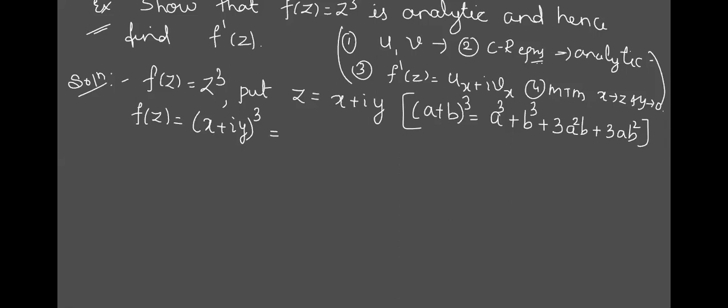Yeah, let us apply this. So what is my a? a is x and b is iy. Okay, so a cube plus b cube plus 3a square. What is my a square here? It will be x square. What is my b? iy. Please answer. Plus 3 into, what is my a? a is x and b is iy. But how is my b here in the formula? b square. b square. Okay.